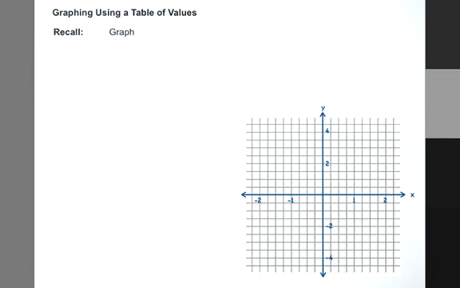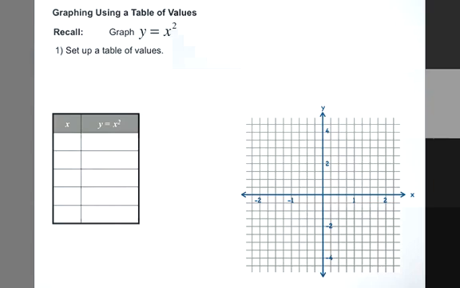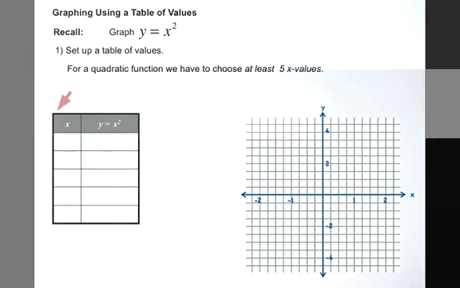Recall, we're going to graph y equals x squared. We'll set up a table of values. Here it is. For a quadratic function, we have to choose at least 5 x values. Here we'll choose -2, -1, 0, 1, and 2.